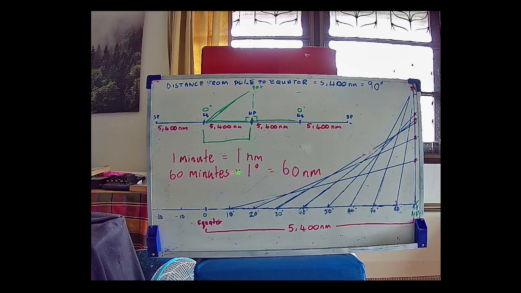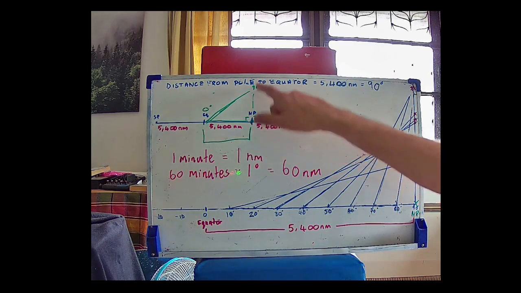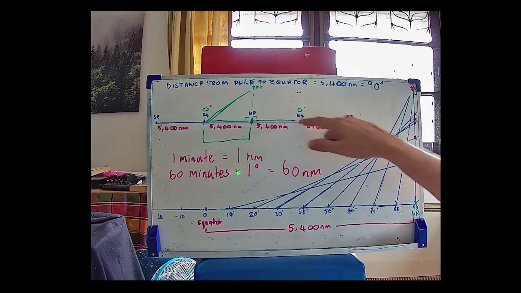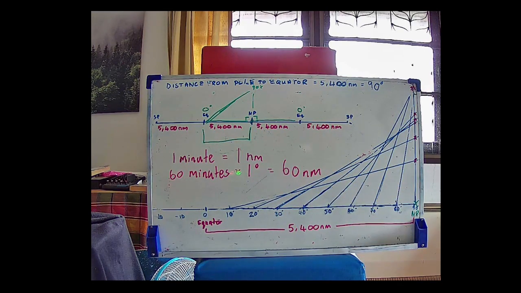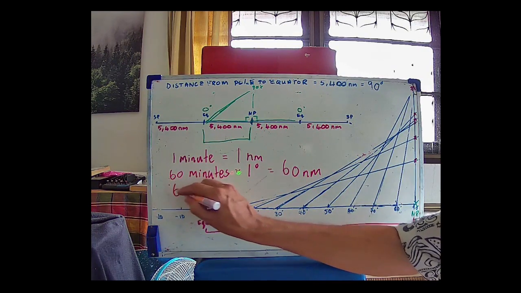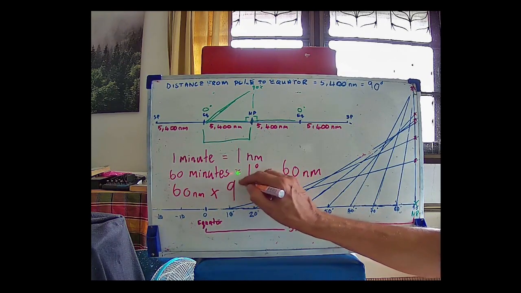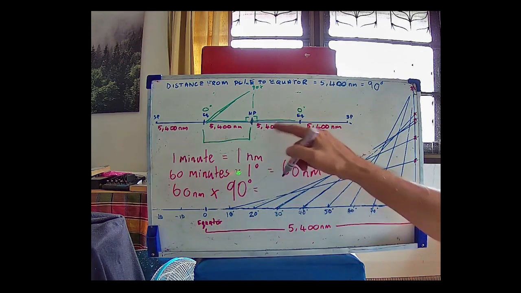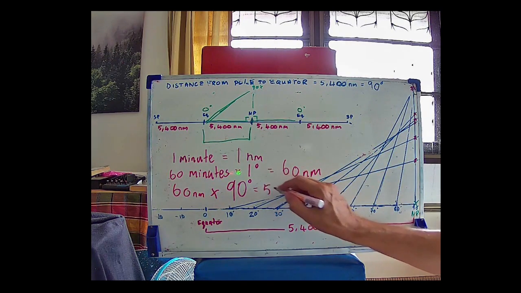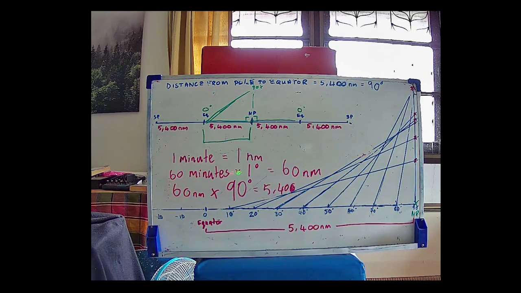Okay, 60 nautical miles. So, given that we have 90 degrees every time we do a measurement from the North Pole to the equator, and 1 degree is 60 nautical miles, what we do is we multiply our 60 nautical miles by 90 degrees, and that will give us our distance from the North Pole to the equator as being 5,400 nautical miles. Does that make sense?